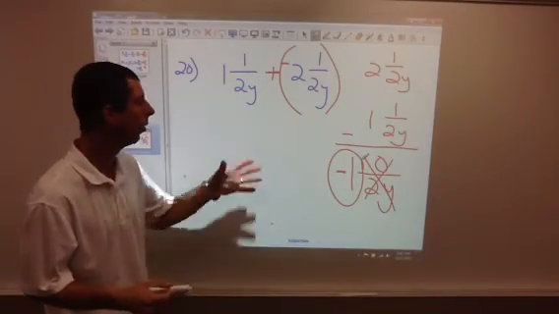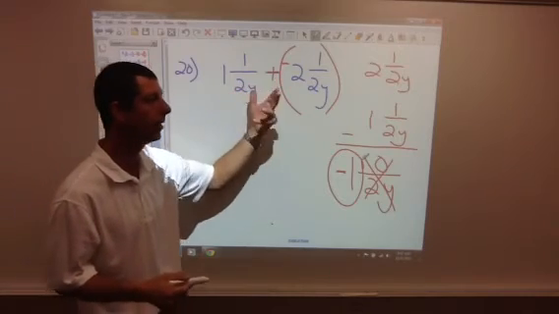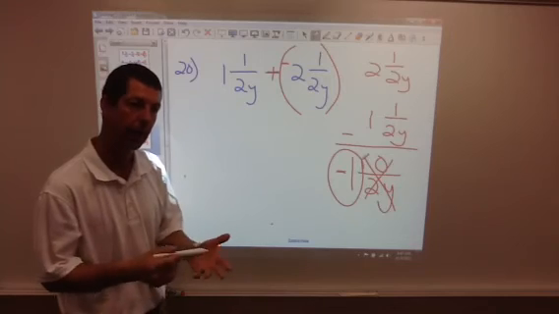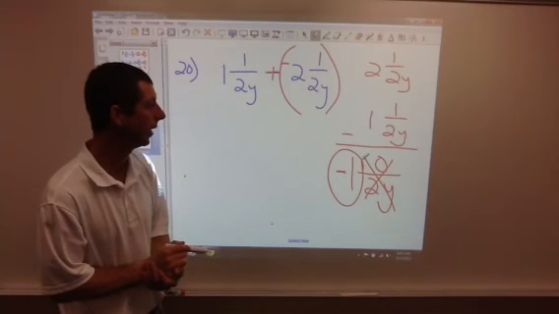Certainly challenging. What happens anytime we're adding the opposite is that quite often students don't feel like they're doing it right, but you just have to stick with it and it does come out.